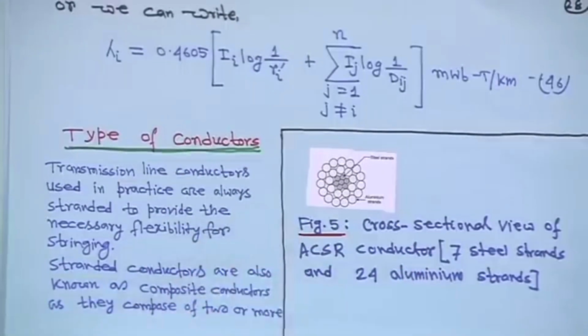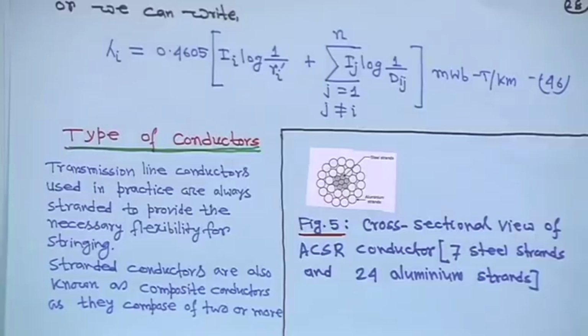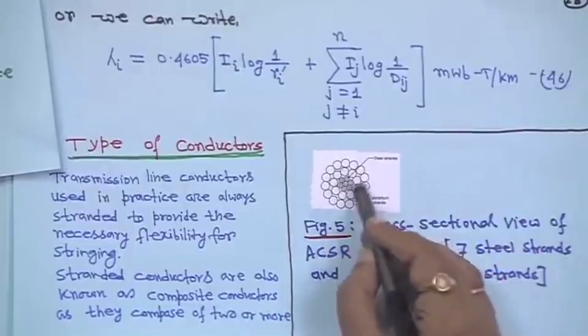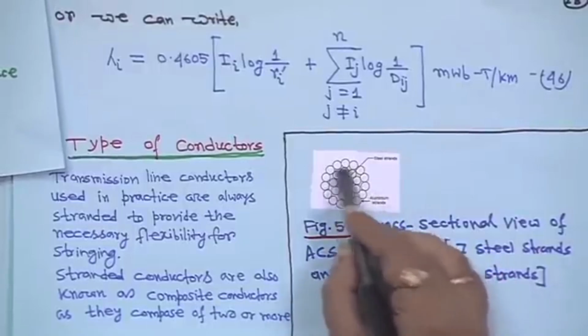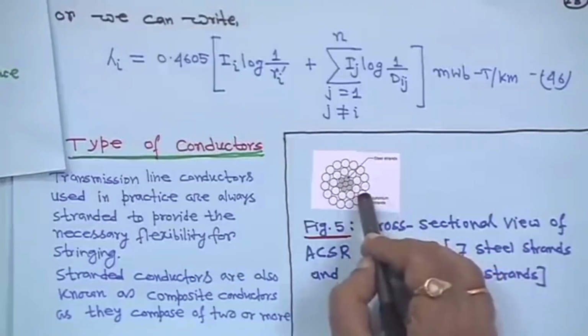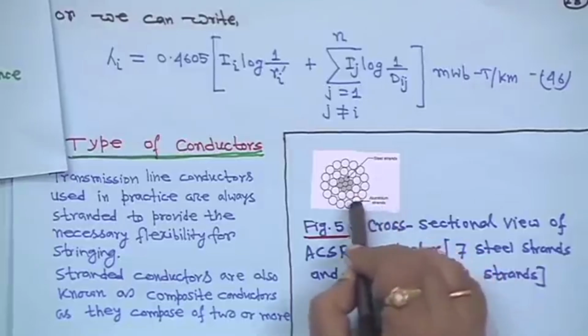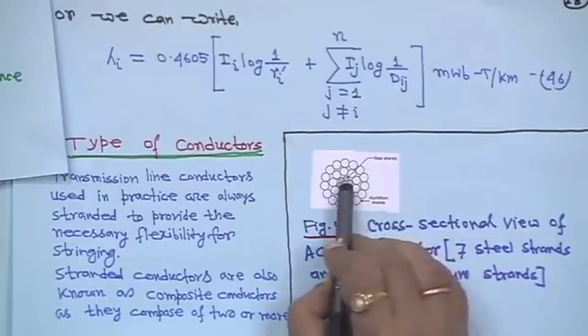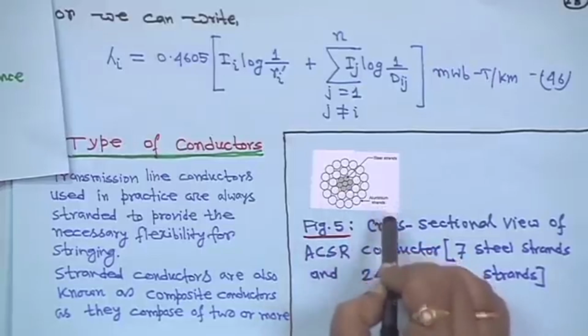Transmission line conductors used in practice are always stranded, to provide the necessary flexibility, and stranded conductors are also known as composite conductors, as they are composed of 2 or more elements or strands electrically in parallel. So, in this configuration, the outside one, totally white, is aluminum strand, and inside that are steel strands. This shaded one is steel strand, and the other one is aluminum strands, just to increase the mechanical strength we will give that.